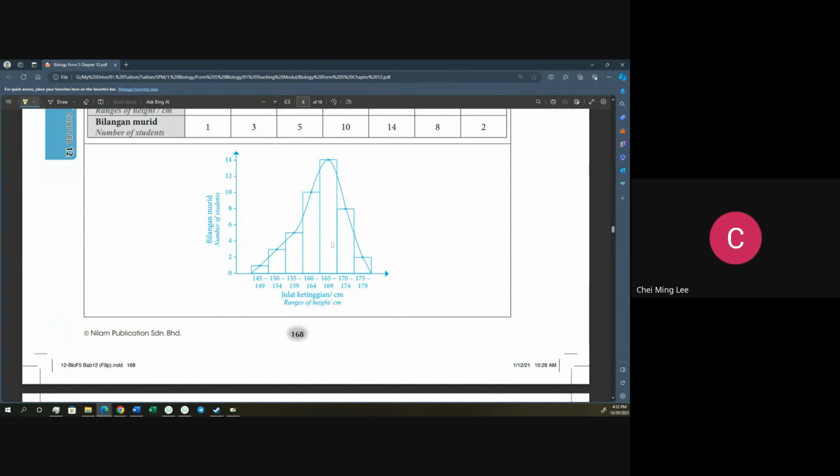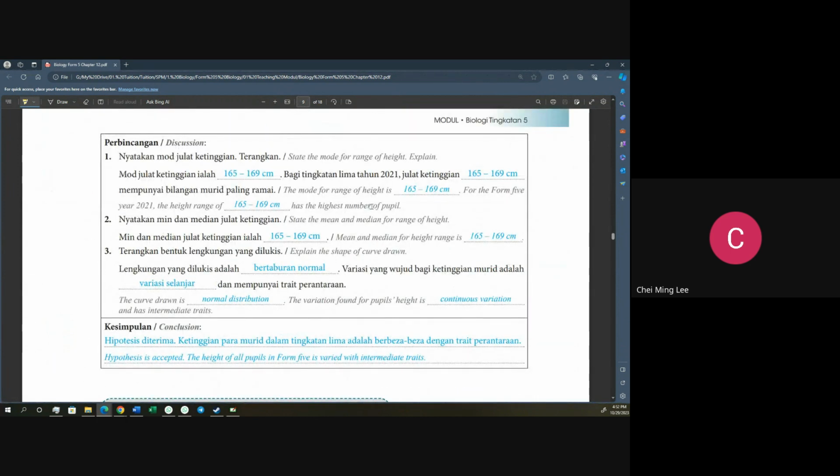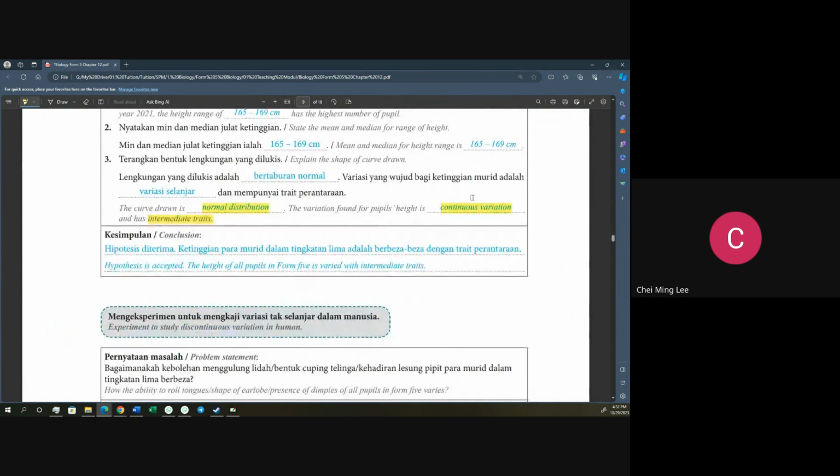So this is the result. Let's see here. The mode of the range of height is this one. For Form 5, the height range is this one. Mean and median no need. The curve drawn is a normal distribution. When it is a normal distribution, then we say it is a continuous variation with intermediate traits. So your hypothesis is accepted. This one is very easy.